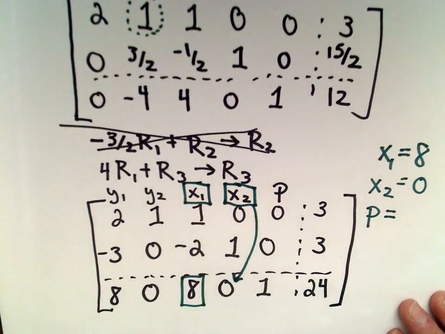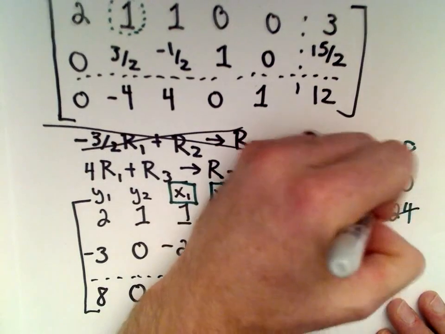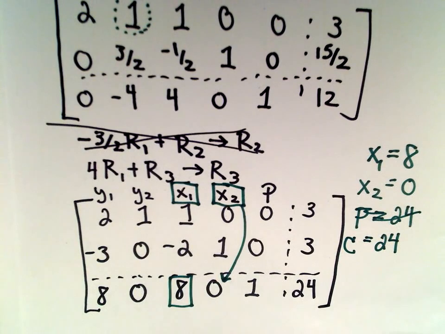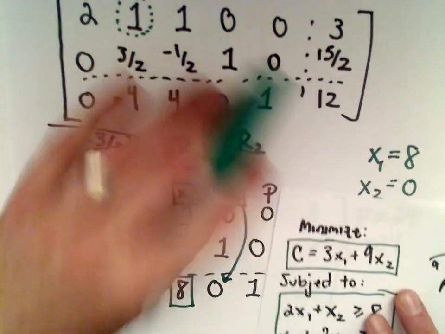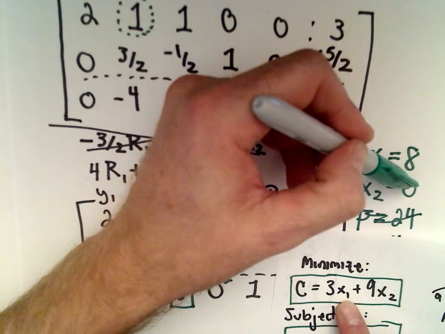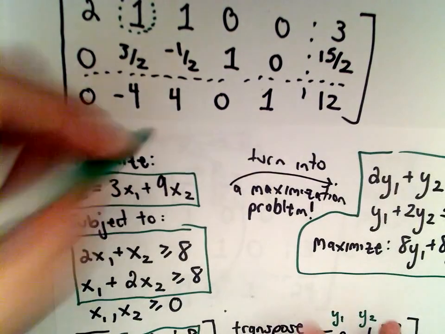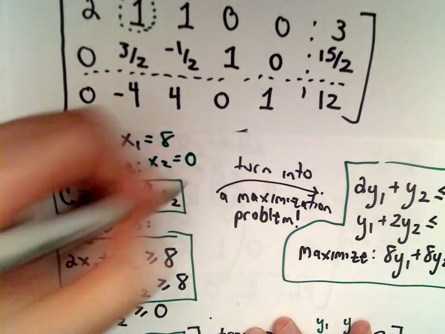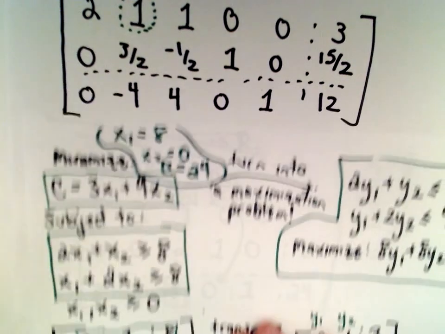And now the profit, P, that's going to be equal to the number in the bottom right corner. Instead of P, it also turns out that that's going to be the same thing as the minimization, which we labeled as C. So that's now going to be our solution to this original minimization problem. It says you're going to have a minimum when x sub 1 equals 8, when x sub 2 equals 0, and your minimum value is going to be 24. So that's going to be the solution in this case. So x sub 1 equals 8, x sub 2 equals 0, and the minimum that we attain is going to be 24. And that is the end.